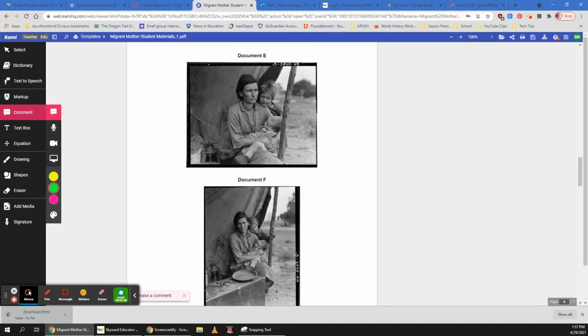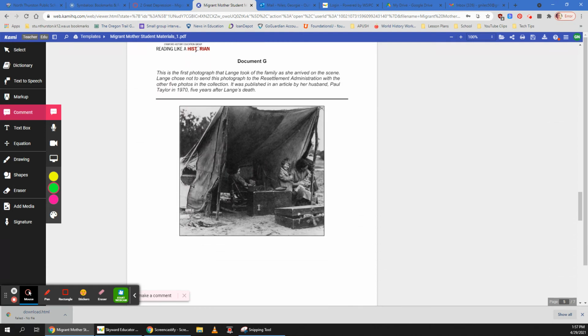Then if we look at document G, which would be right here, you'll answer the questions that go with document G as well. This scene in document G seems more candid, which provides an interesting contrast to the other photographs. It makes it seem more likely that the other 5 photographs were indeed posed. The fact that Lange, remember the photographer, chose not to send this photograph to the Resettlement Administration could suggest a desire to communicate a message more than capture unvarnished evidence. It could also indicate that Lange believed the Resettlement Administration wanted to receive particular kinds of photographs.